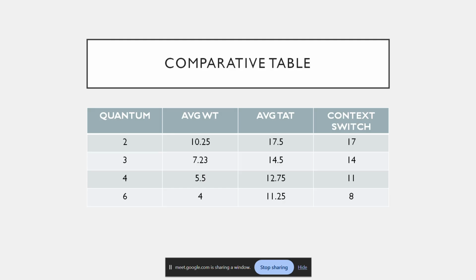This table compares the key metrics for the quantum values of 2, 3, 4, and 6. We can see how the quantum size affects the performance. Smaller quantum values lead to more context switching and higher waiting time. As the quantum increases, the waiting time and turnaround time improve, and this table helps us identify which quantum works the best. In our case, the quantum 6 works the best.